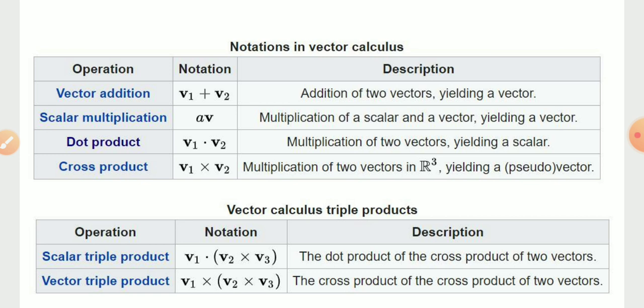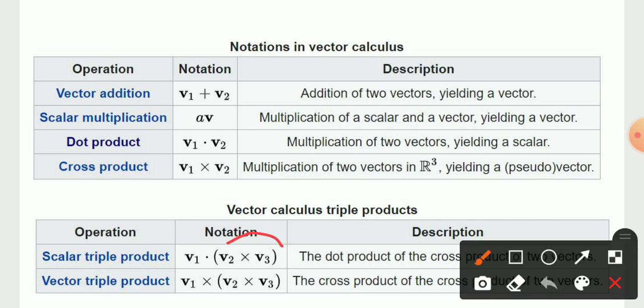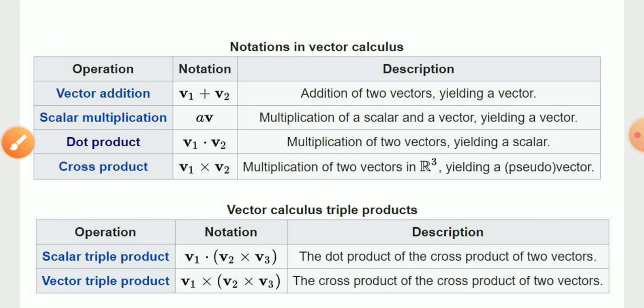So ultimately the value of the product will be a scalar, because initially, you just check that here v2 cross v3 will be a vector value. Now this vector value is dotted with v1, so the resultant becomes a dot product, and the ultimate value becomes a scalar. And the dot product of the cross product of these vectors is explained as such.